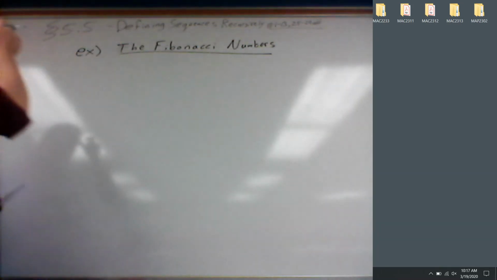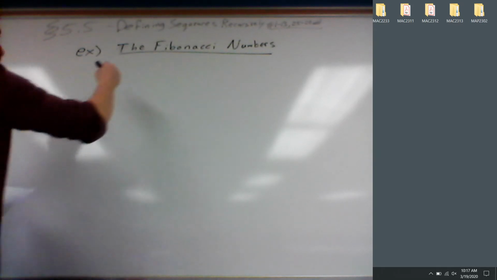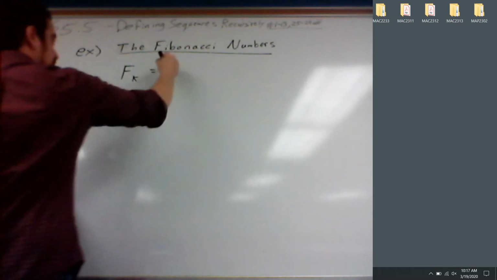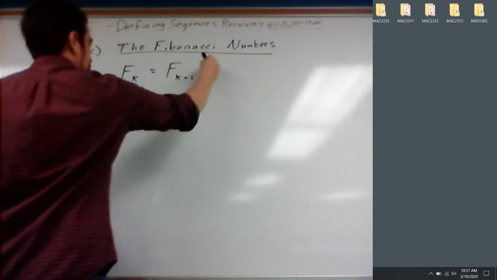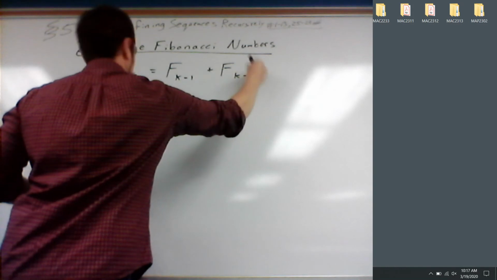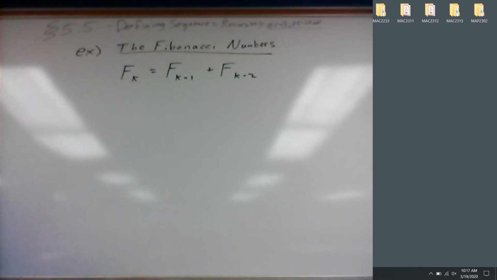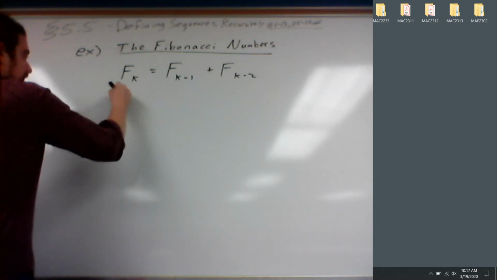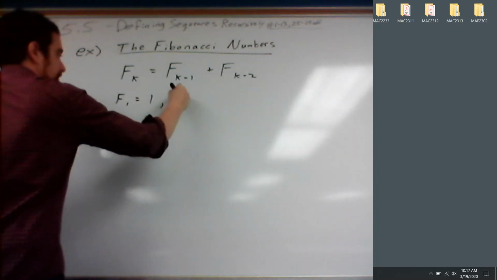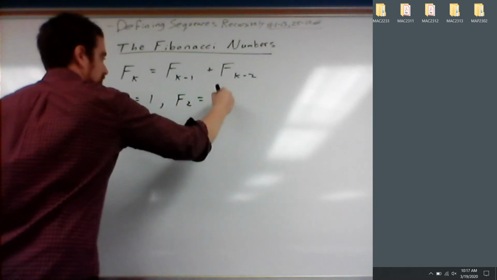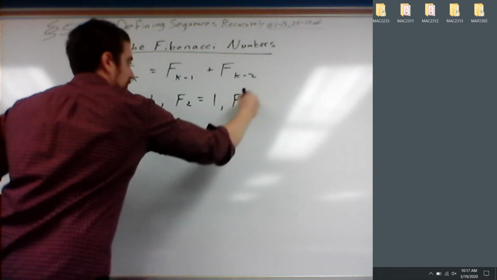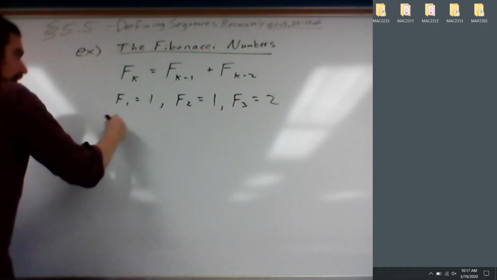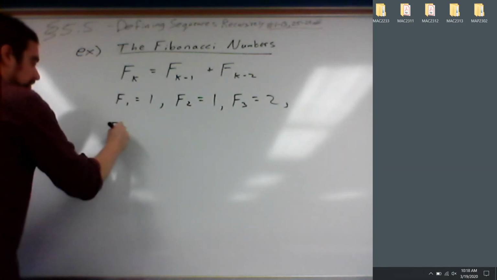So this is really, really popular in the math world. We'll use F for Fibonacci, just to respect him. So this is our sequence for the Fibonacci numbers. And we start this sequence out by saying F1 is 1, F2 is 1, F3 is 2. And we can keep finding more and more of these numbers.